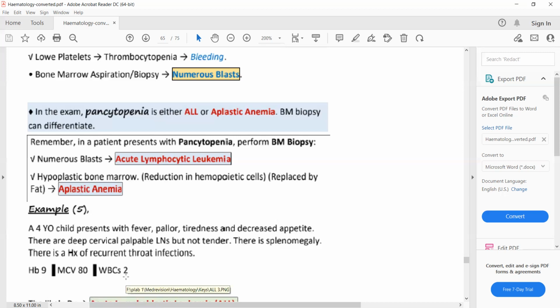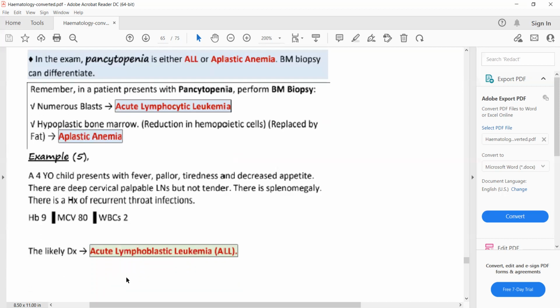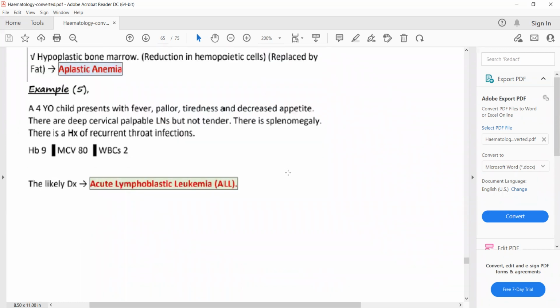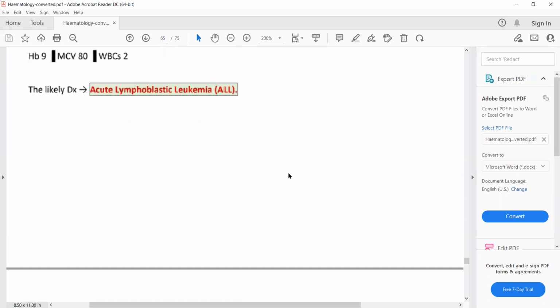So it is most likely acute lymphoblastic leukemia. The diagnosis is acute lymphoblastic leukemia. The diagnosis will be confirmed on a bone marrow biopsy, which will show numerous blast cells.